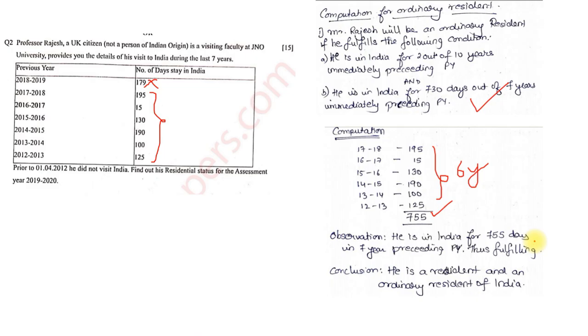So this is how you'll have to solve the sum based on residential status. I hope everyone understood that sum. Only the rules, and based on the rule we just have to compute. Okay, now let us check which was the next sum which was there in this paper.